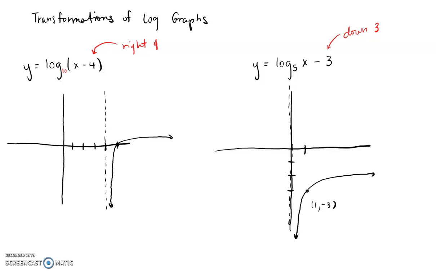Okay, so that's the basic idea. You move up, down, left, right. Make sure that you move the asymptote first, and then the log will cross 1 to the right of that.